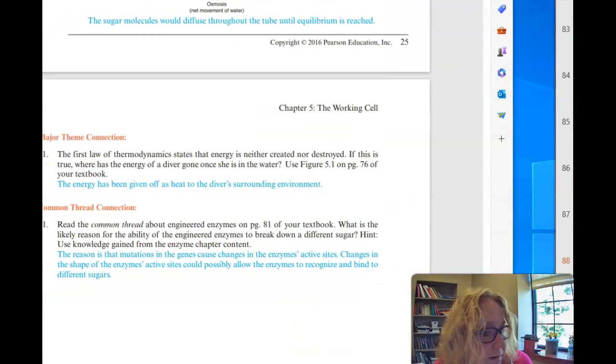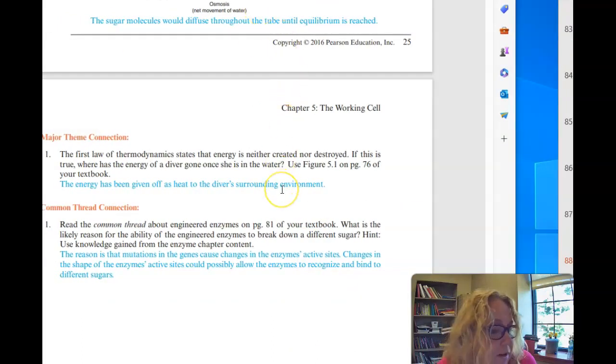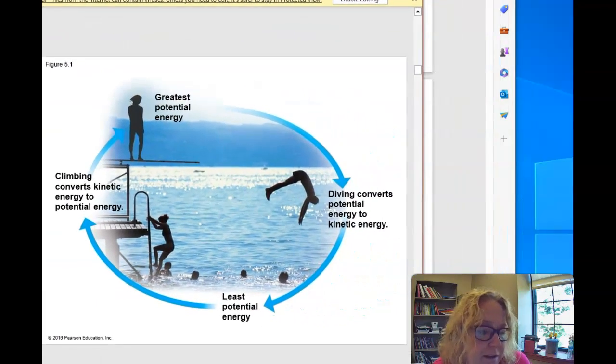Okay, the laws of thermodynamics, always good times. The first law of thermodynamics states that energy is neither created nor destroyed. If this is true, where has the energy of the diver gone? So this is that picture of the diver who's on top of a... where's the diver picture? So think of a skater. I like to think of a skater on top of a mountain, but they're talking about this picture. So where does the energy go?